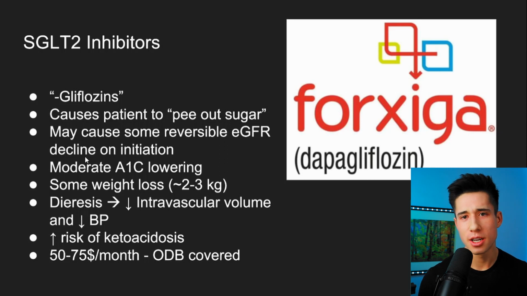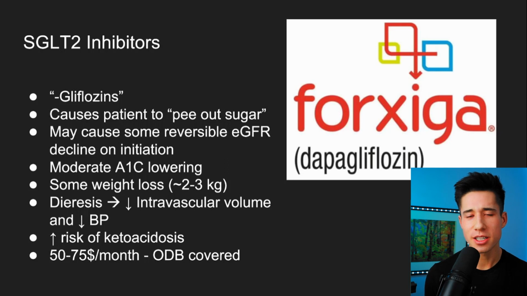So if you have a patient and you're starting an SGLT2 inhibitor for its kidney protective effect, the next time you see that patient and you take a look at their labs, their creatinine clearance, their GFR might actually decline by a couple points. And that's something that's completely normal. That is not something to worry about. It happens all the time. So it does cause some reversible eGFR decline on initiation.